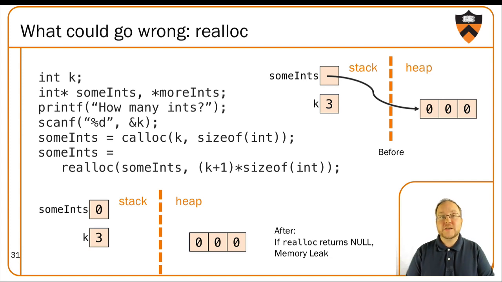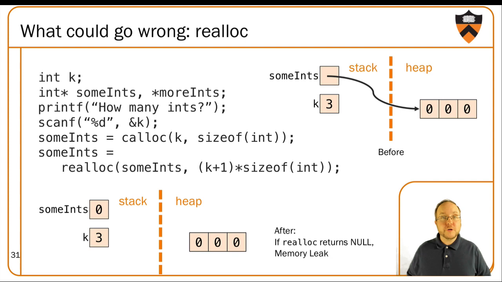Programmer mistakes using realloc, using the same pointer. So looking here, everything looks fine. If realloc moves, that could be fine because we track it. If realloc doesn't move, we reassign it and it's fine, we overwrite the same value. The singular case here that is a problem is when realloc fails.